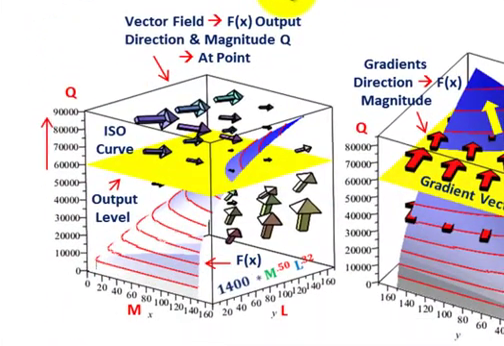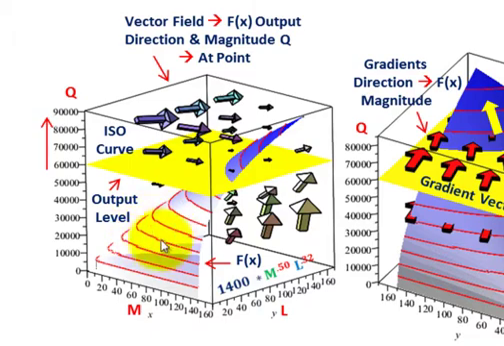The first thing let's look at is the vector field for our output. That shows the direction and the magnitude of our output at a point. What I'm showing here in 3D is our output Q, which would be like our revenue, on the vertical axis, and along the lower axes we have material and labor. On this production function, we're just looking at it from a side profile.